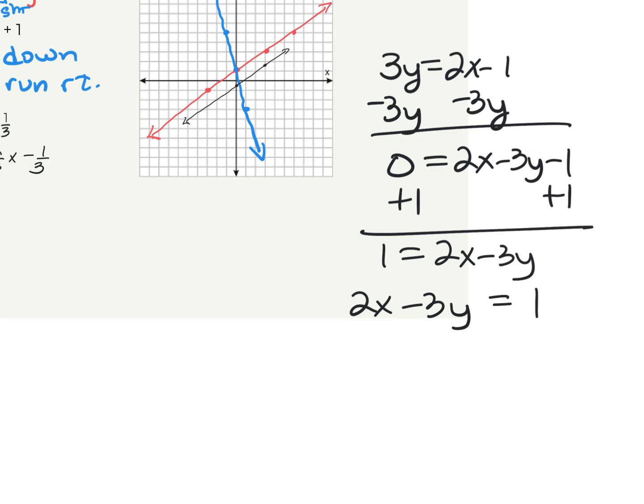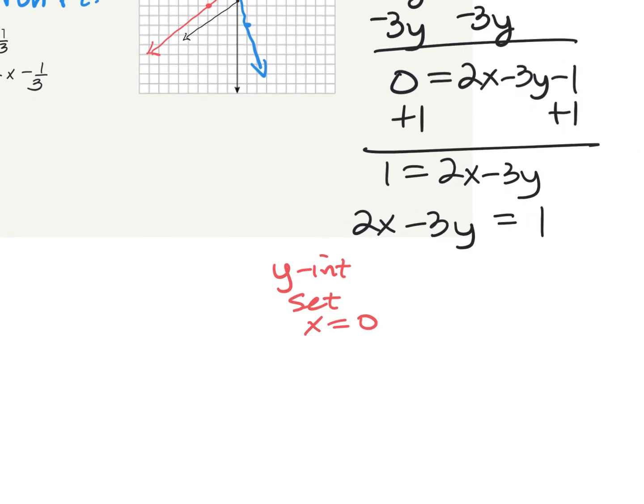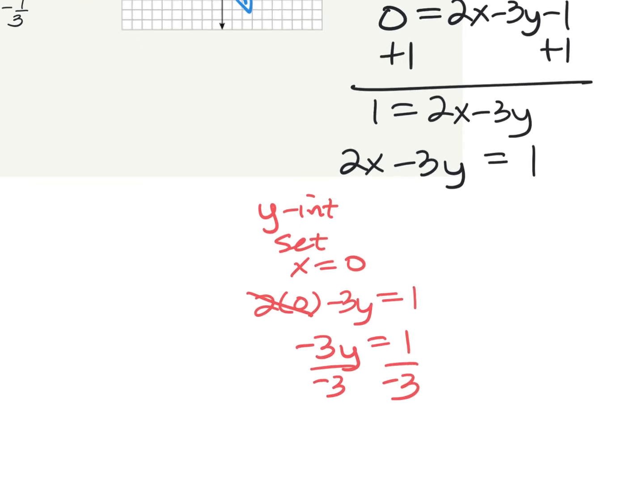Now, back when I used to teach Algebra 1, I would teach my Algebra 1 students a trick called cover-up. So essentially what we're doing here, the official way, is if I want to find the y-intercept, I am setting x equal to 0. So I would plug in 2 times 0 minus 3y equals 1. This just goes away. And then 3y equals 1. Divide by negative 3. And my y-intercept is negative 1/3. Again, written as an ordered pair. And we already knew that when I put it in y equals mx plus b.